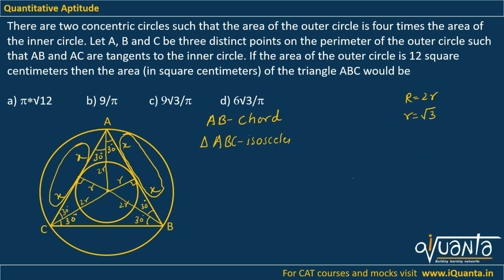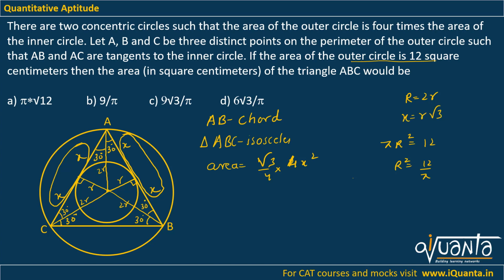If triangle ABC is equilateral, area will be equal to root 3 by 4 into side square, side is 2x, so (2x) square, that means 4x square. Now we were given one more point over here, that the area of the outer circle is 12 square centimeters. So pi r square should be equal to 12, r square should be equal to 12 upon pi. Sorry, this relation was x equals r root 3, okay.